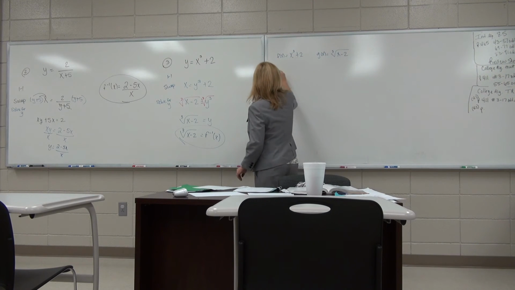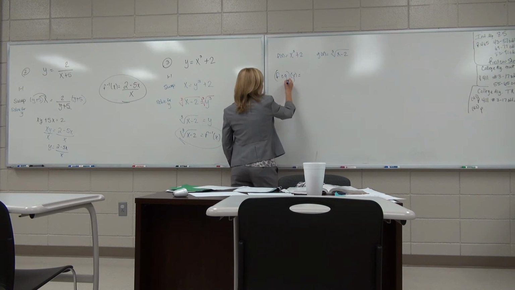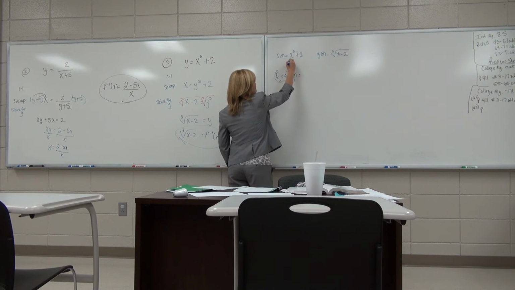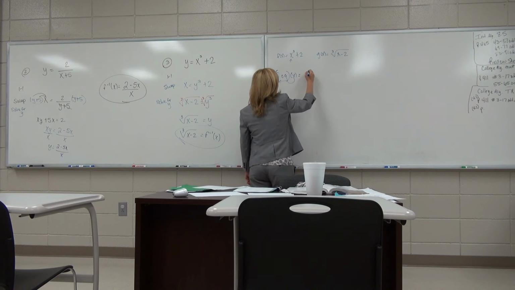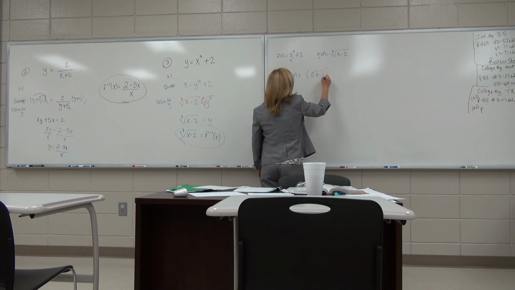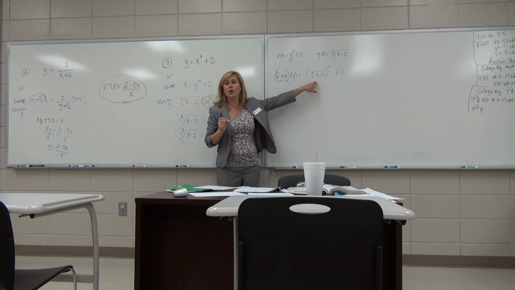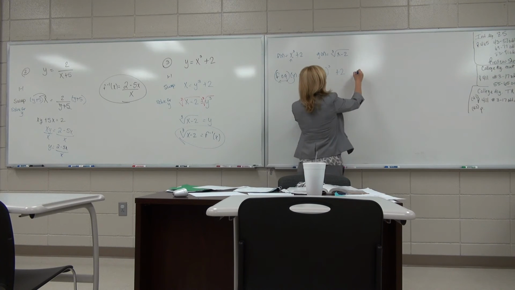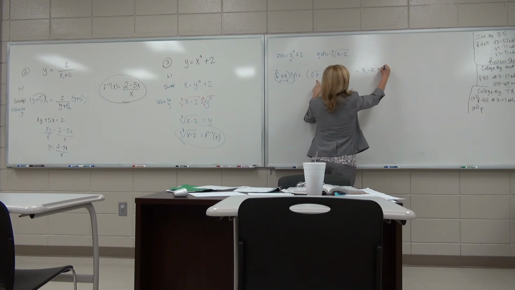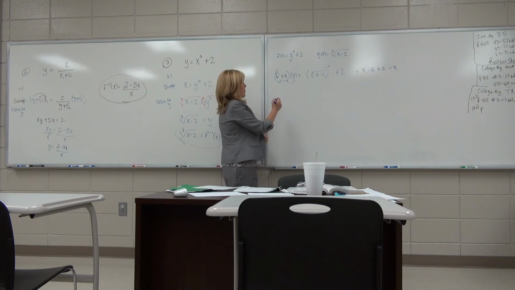So let's find f composed of g of x, which means we put the g function inside of the f. So that means I'm going to say the cube root of x minus 2, cubed, plus 2. What happens when you cube a cube root? You just get what's underneath. So that will give you x minus 2 plus 2, which is just x. So far it's looking good, like you did it right.